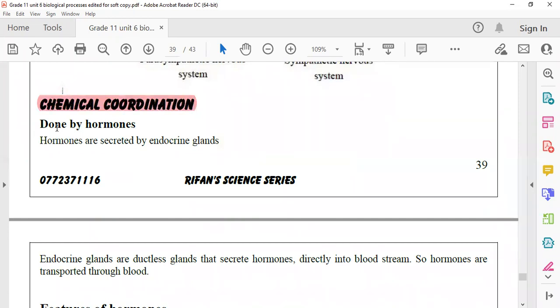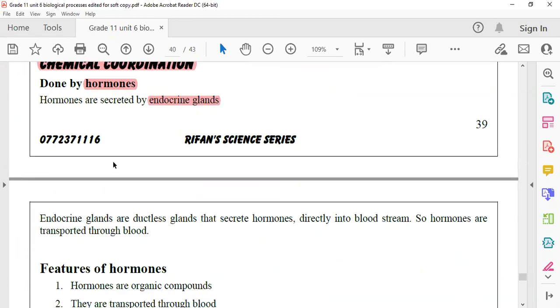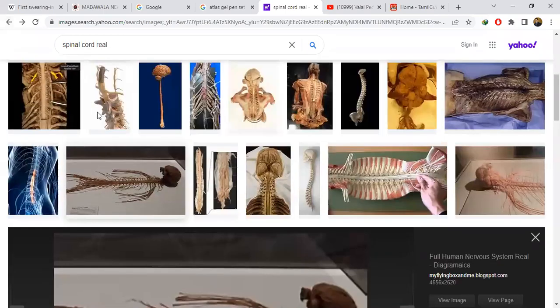Chemical coordination. In this coordination, the chemicals that are involved in the coordination are called hormones. Hormones are secreted by the glands called endocrine glands. Endocrine glands, after secreting, those hormones will be collected by whom? Blood. It is the blood that carries the hormone to the right place. Understood? Right. I will further give you a small explanation regarding it.